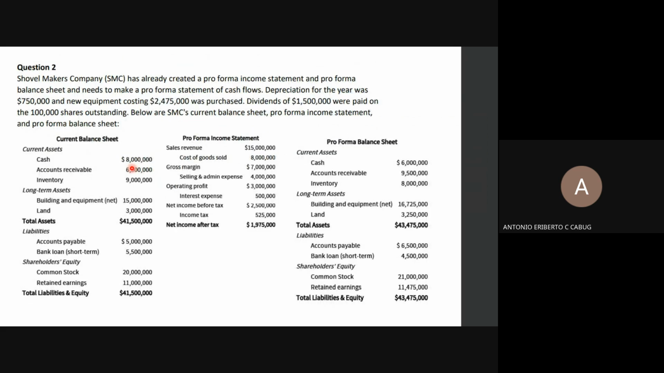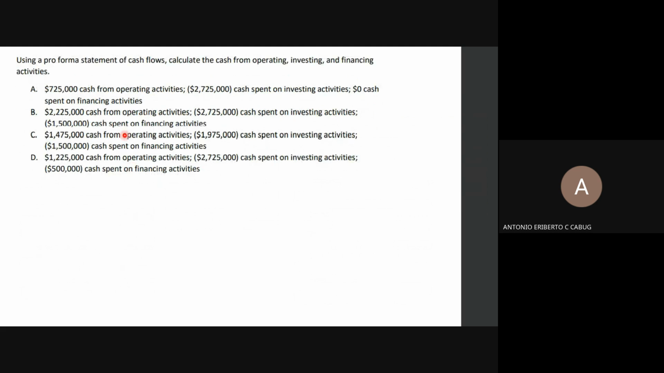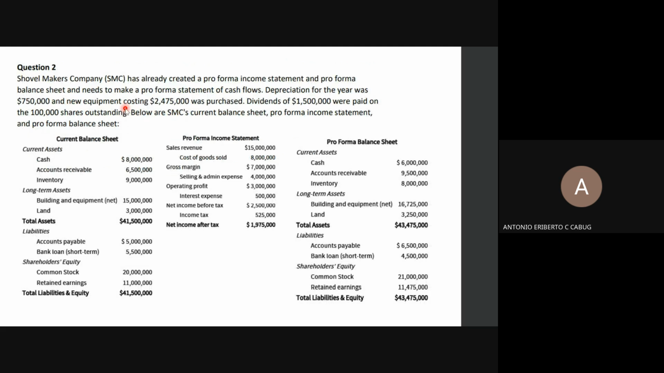In the next problem, I'll give you 5 minutes. You are to construct a statement of cash flows. You are going to construct the statement of cash flows and tell us what the cash flows are from operating activities, investing activities, and financing activities. Okay? 5 minutes for this one.